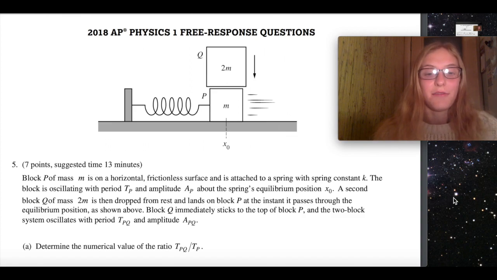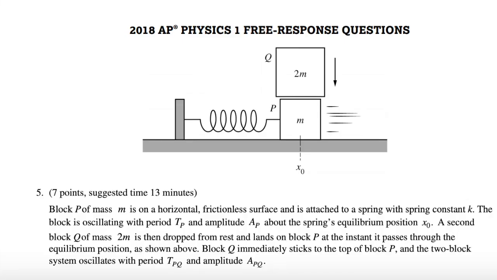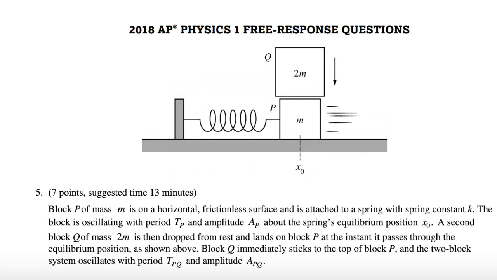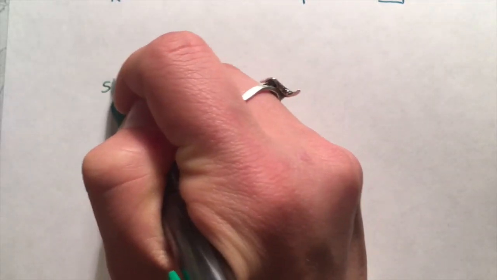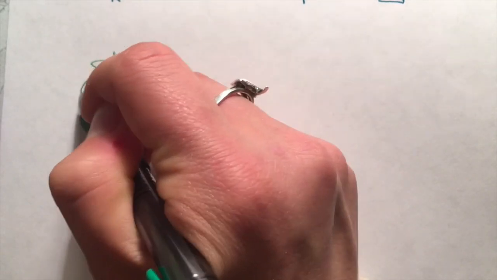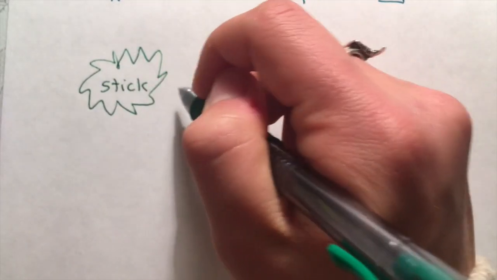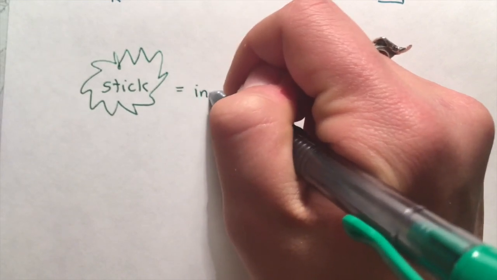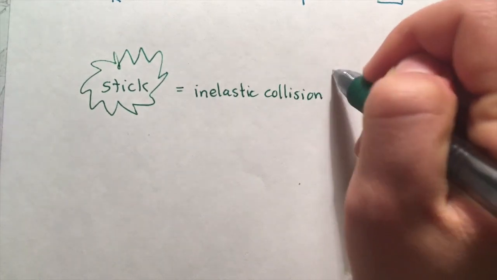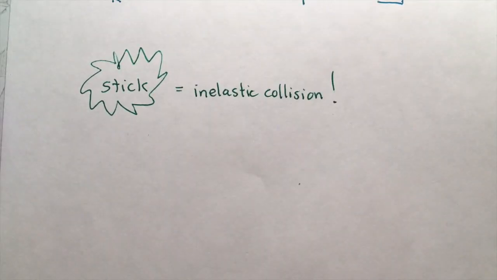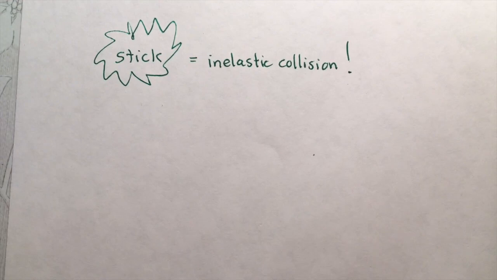Okay, that was a lot of words and T's and A's and P's and Q's, so let's break it down. When reading the problem, there should have been one thing that really sticks out, and that is the word stick. The word stick should automatically make you think inelastic collision. It's super important to recognize that one block landing on top of another and sticking to it is in fact an inelastic collision.